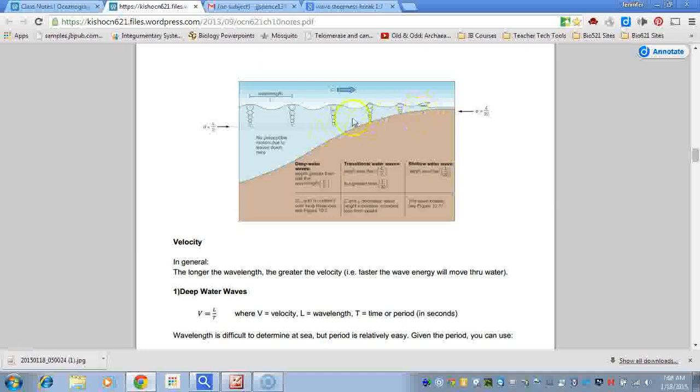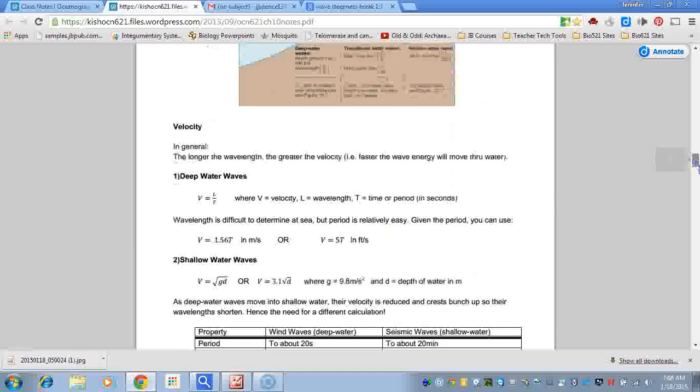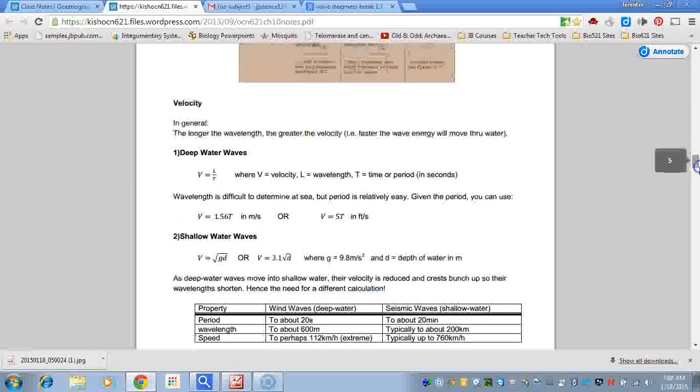Okay, so here, there's a transition between where it's at half the wavelength to where it's at a 20th of the wavelength. So this would be where it'd be considered transitional, if you might. But it's not long-lived, because then it would become a shallow water wave. And the wave would break when it reaches a certain ratio of wavelength to wave height.